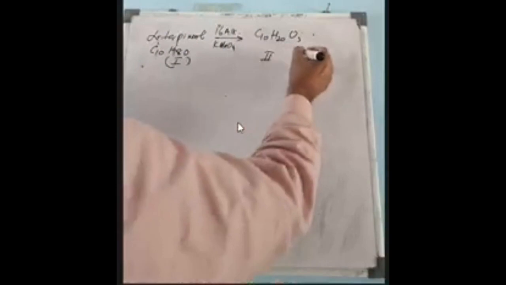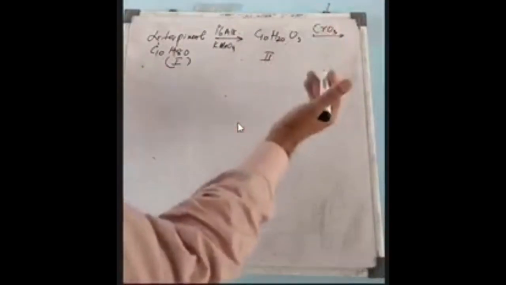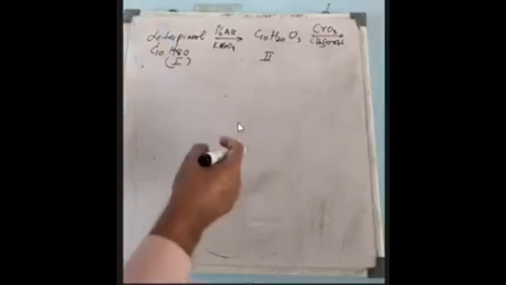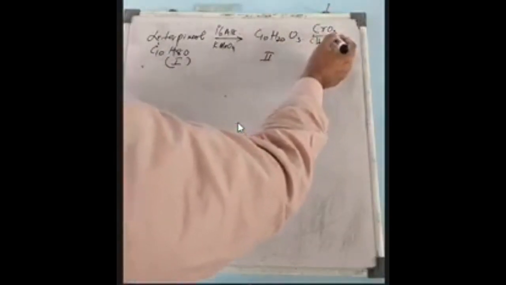Then this was treated with chromic acid. We know we can prepare chromic acid by adding chromium trioxide, which is solid, and sulfuric acid or acetic acid. If there are chances of the oxidation or degradation of the original compound, then we use chromic acid and acetic acid. If you require stronger, vigorous oxidation, then we use chromium trioxide and acetic acid.